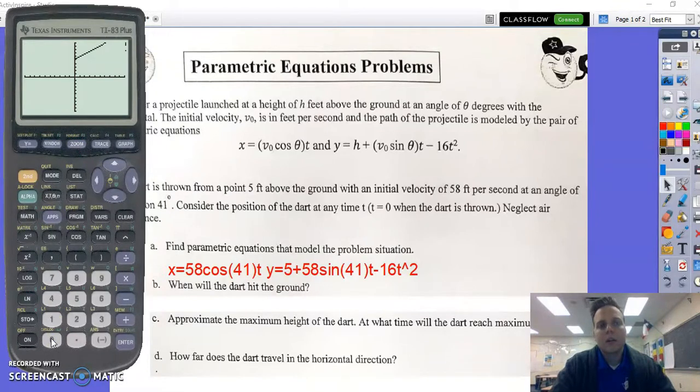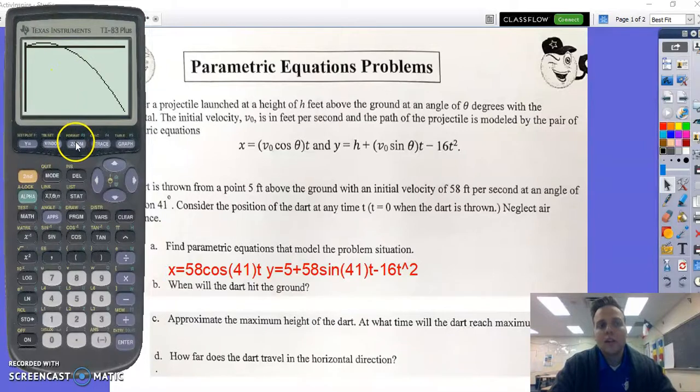It's going to take a second to process. Okay, if you look very carefully, this is where I started with the dart. The dart hits the ground somewhere right here. Now, for me, that's kind of hard to see, so next I'm going to hit zoom 5. However, if you feel like you can see that, you can hit trace and trace your way over to right here and try to find the closest point to where y is 0.